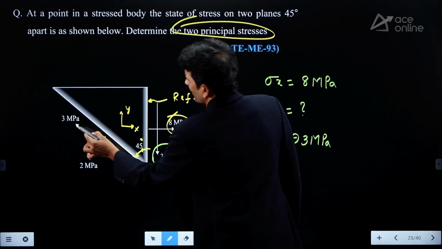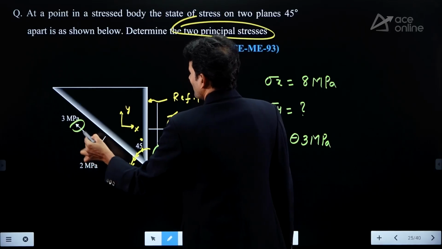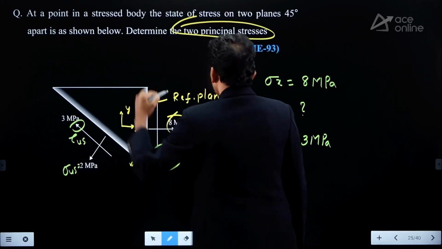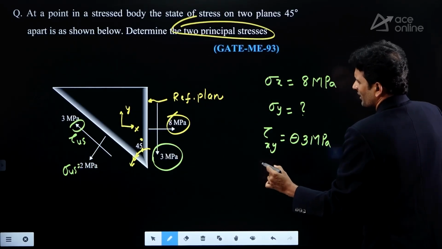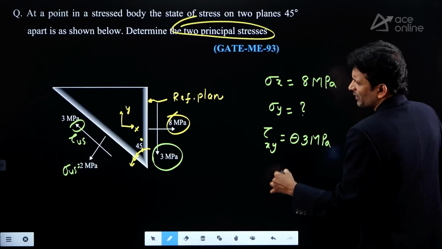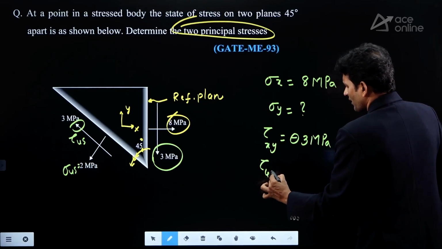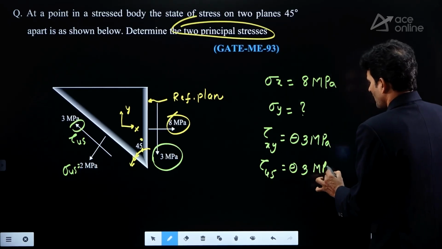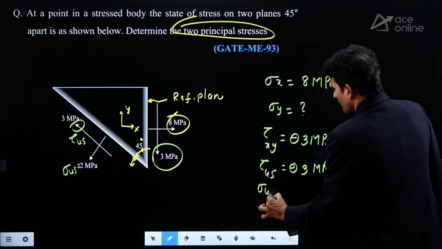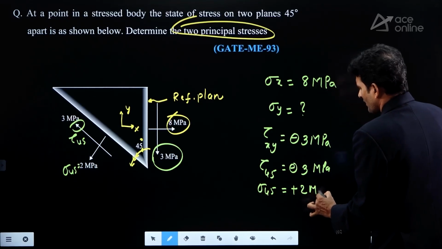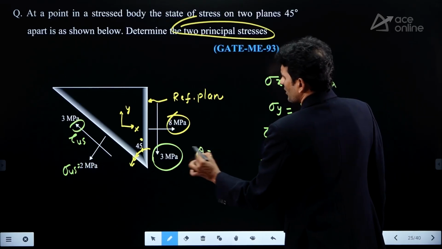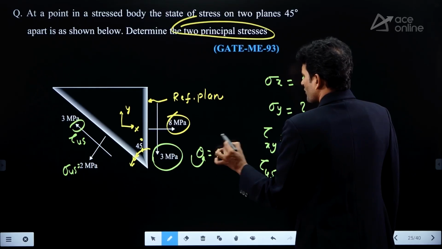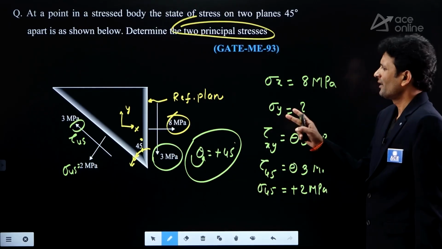And here, this is taking a clockwise rotation. This shear, tau 45 degrees, and this is sigma 45 degrees, right? This is taking clockwise rotation. Clockwise rotation of shear onto the reference plane we take as negative. Absolutely. Tau 45 is minus 3 megapascal, and sigma 45 is plus 2 megapascal. What about the angle? As it is giving anti-clockwise rotation, theta we take as positive. Yes, a positive value. That is the data we have.